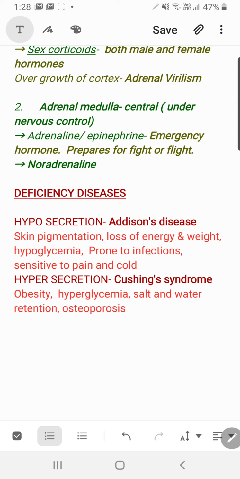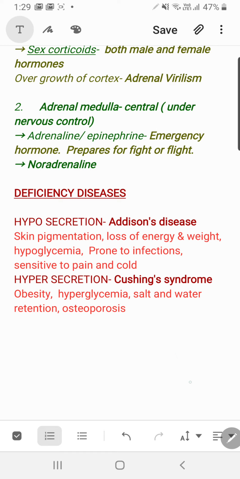And then you are prone to infections, because when you have loss of energy and weight and a hypoglycemic condition, the metabolic activities might suffer, the WBC formation might suffer, and this makes you prone to infections, and you also become very sensitive to pain and cold. These are the symptoms for Addison's disease. Just take care of them, right? And in hypersecretion, the symptoms also include salt and water retention in the body and osteoporosis.